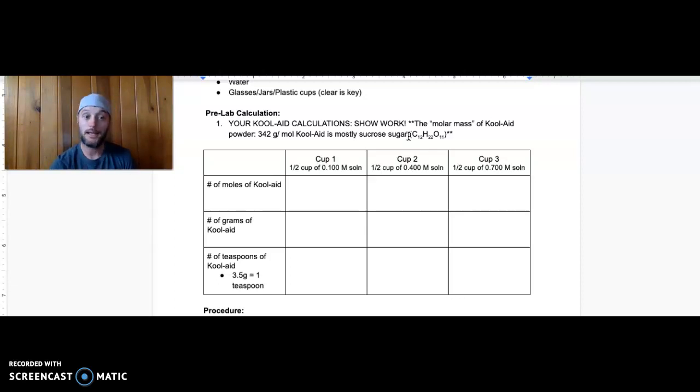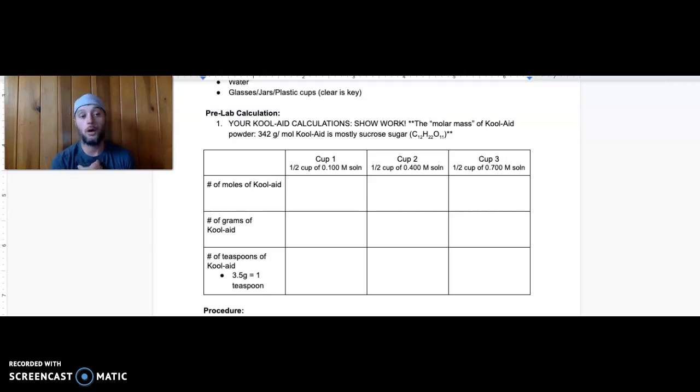At some point today, I'll post a worked example of the math here, so you can see how you might go about calculating the number of moles of Kool-Aid, the number of grams, and the number of teaspoons. I have one put together. I'm waiting to post it because I don't want you guys to just straight copy my answer.